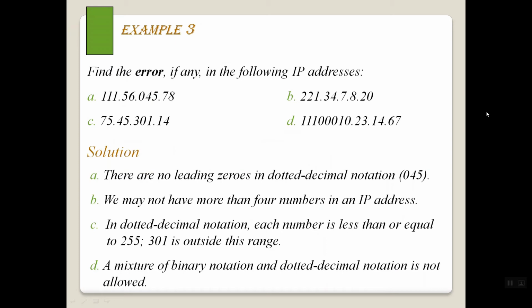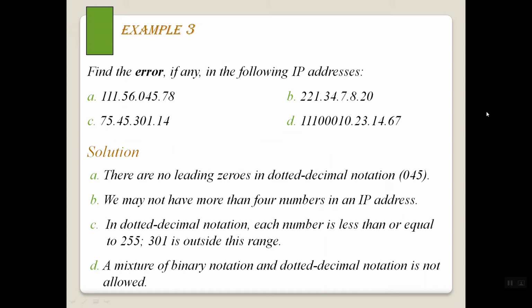Now in C, 75.45.301.14. It is also impossible because the range is 2 to the power 8 bits. That is the highest number, that is 256. So the last number you can put is 255. The series starts from 0 to 255. So 301 is not possible.